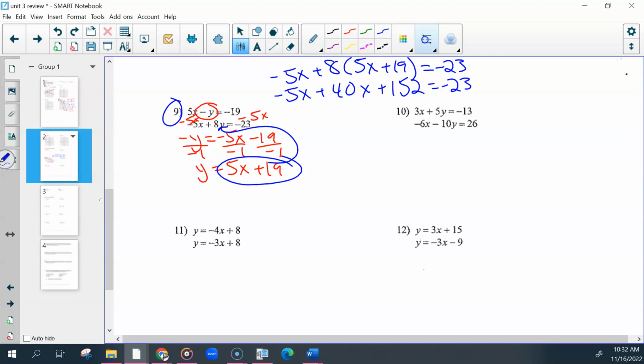Combine your like terms, your x's. So this would give us negative 35x plus 152 equals negative 23. Subtract 152 to both sides. And then divide both sides to find x.